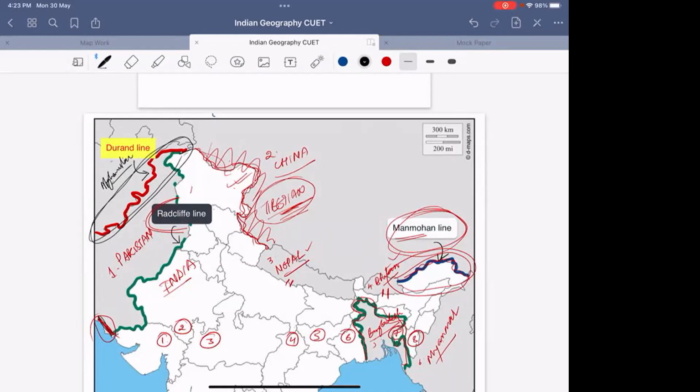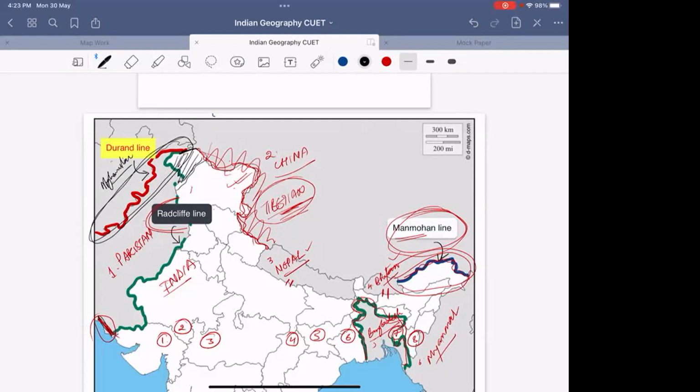This is POK, Pakistan occupied Kashmir. This is a very controversial area. Because of this controversy, it is not shown anywhere. Most of the places it is shown, but when you have an outline about this topic, usually Afghanistan won't be there, as it doesn't share border with India, but we consider POK as our area.